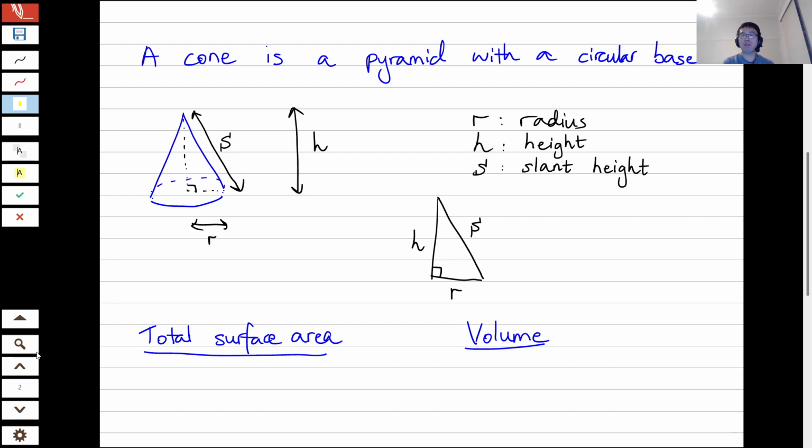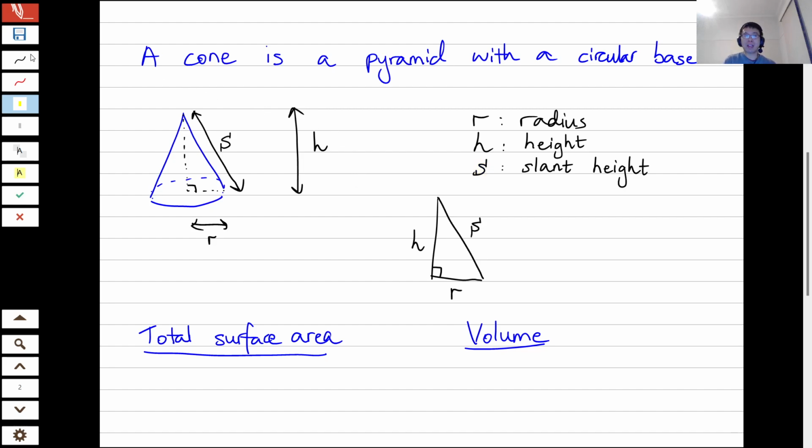And for our calculations, you may need to find out S, and this is called the slant height. We saw this when we looked at pyramids. That's the diagonal length from the top of the cone to the bottom of the cone along the side, on the outside.